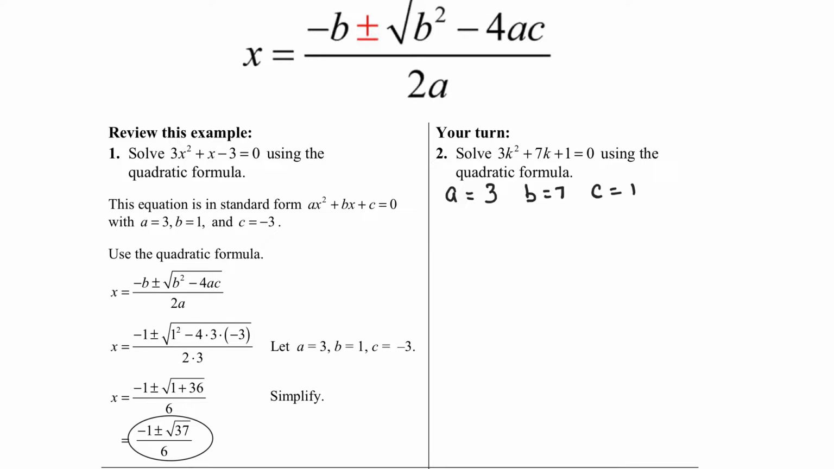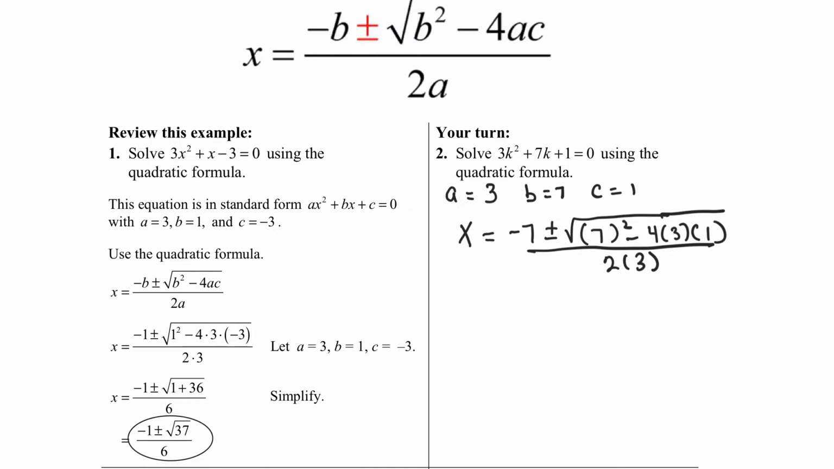The quadratic formula is given as x equals negative b plus or minus square root of b squared minus 4ac, divided by 2a. Now you just have to substitute. So we have x equals negative b, in this case it's 7, so it's negative 7, plus or minus square root. I like to use parentheses, get in the habit of using parentheses. 7 squared minus 4 times a times c, divided by 2 times 3.